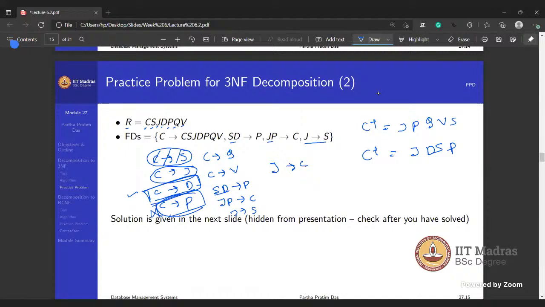Okay. Then we have to check whether this functional dependency is extraneous or not. So you have to find the C closure without the help of this functional dependency. So what will we get? J, D, P, S. Okay, Q will not be obtained. So this is not an extraneous functional dependency.